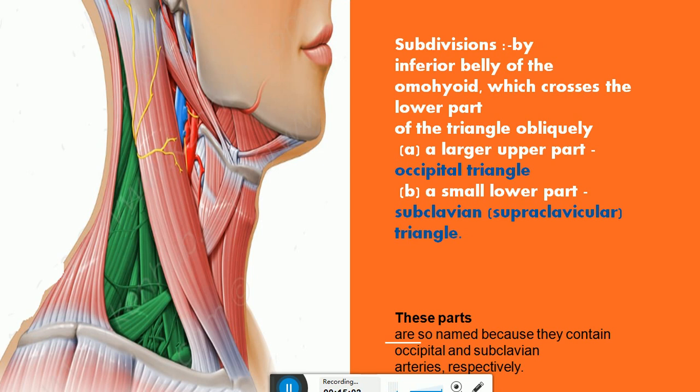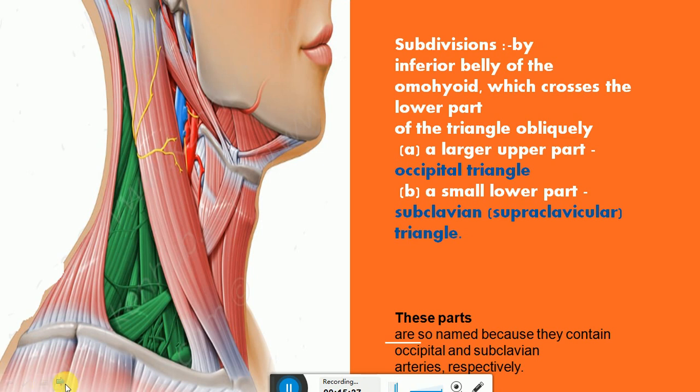Now see why these triangles are given these names. In this occipital triangle, we have an artery near the occipital region. Can you see this red color structure? This is the occipital artery. That is why we call this triangle the occipital triangle. And somewhere here, the third part of the subclavian artery is present. That's why we call this triangle the subclavian triangle.